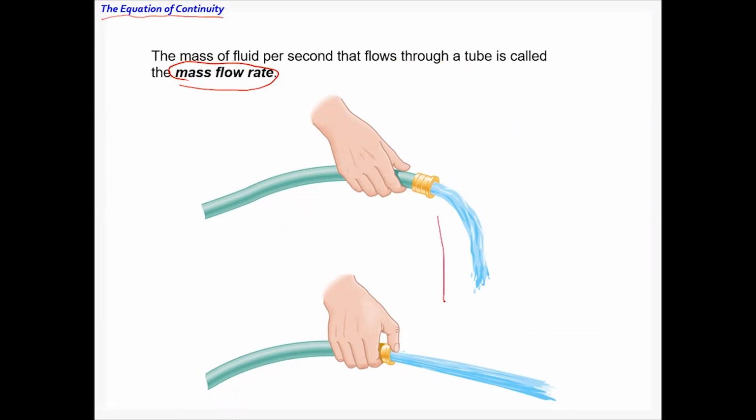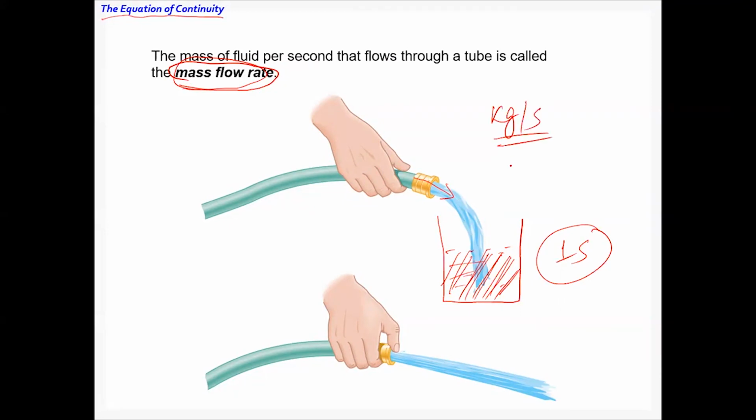Let's say you have a container here. In 1 second, how much fluid is passing through this tube? How do you find that? In 1 second, how much liquid is collected here is the same thing as the mass of the fluid per second flowing through the tube. That is called mass flow rate. So what will be the unit of mass flow rate? It is mass per unit time, which is kilogram per second. That's the unit of mass flow rate.